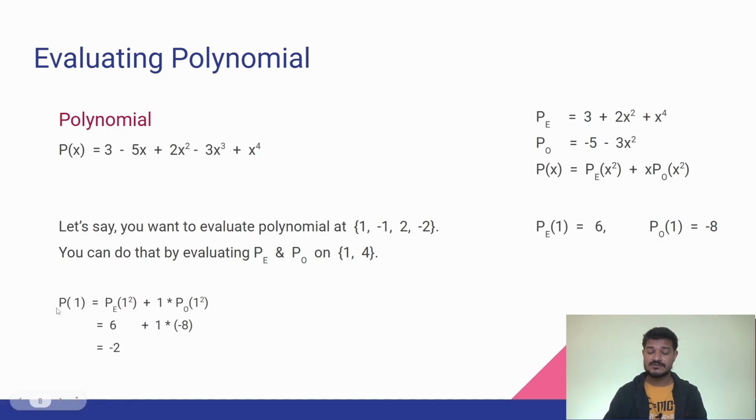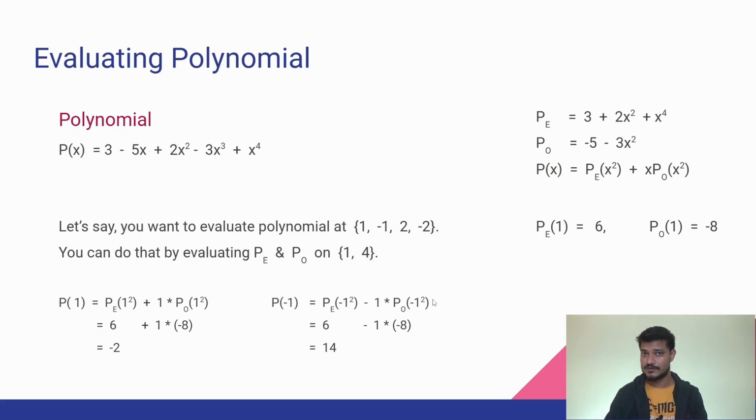What if I want to evaluate P on minus 1? Same thing. If you want to evaluate P on minus 1, the value will be PE of minus 1 square, because now we are evaluating the original polynomial on minus 1. On 1, we have already done it. On minus 1, again, you are taking the square of that number, right? So the square of minus 1 is again going to be 1.